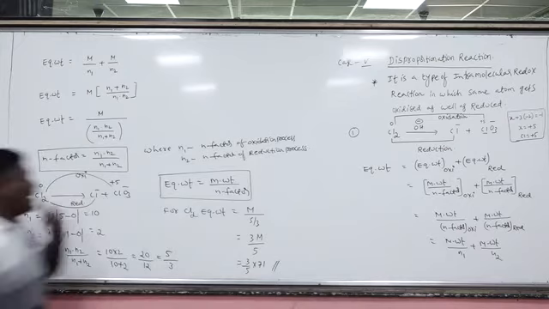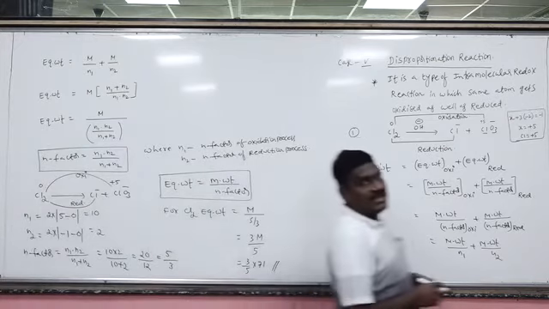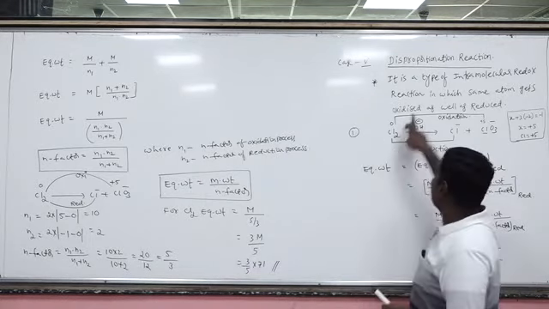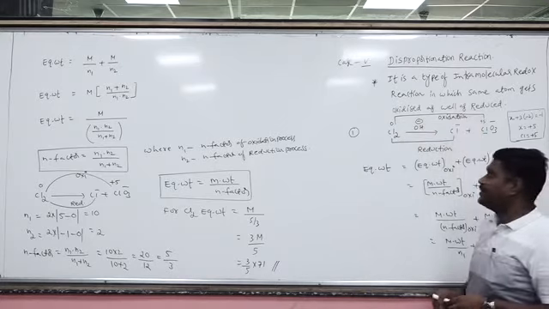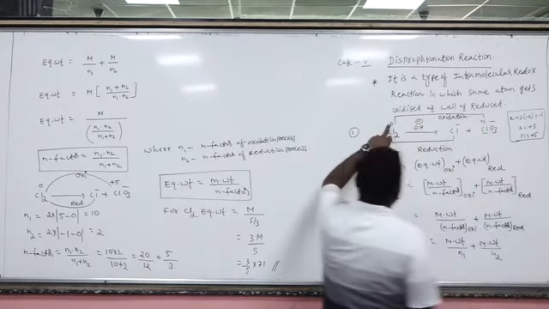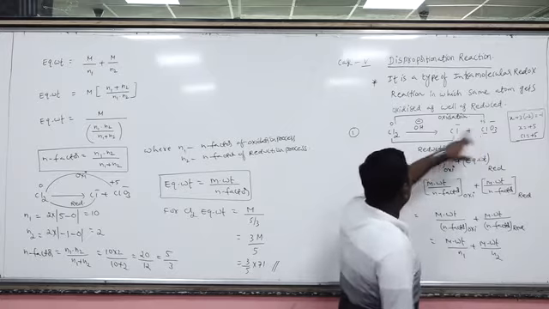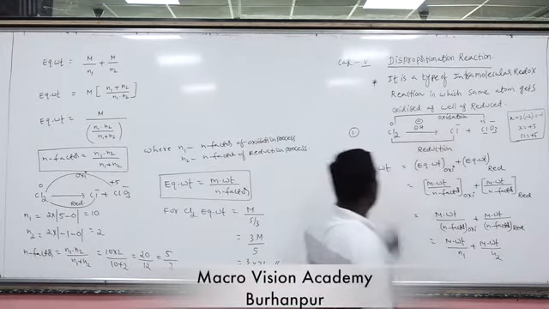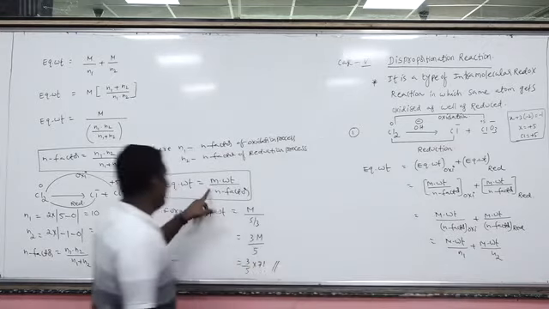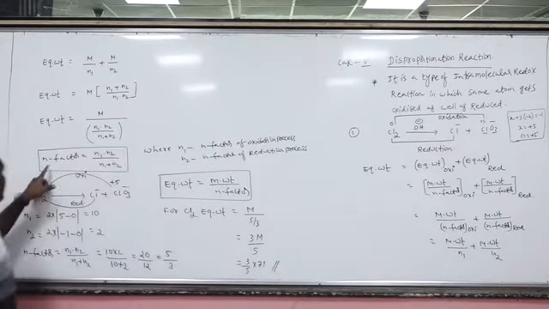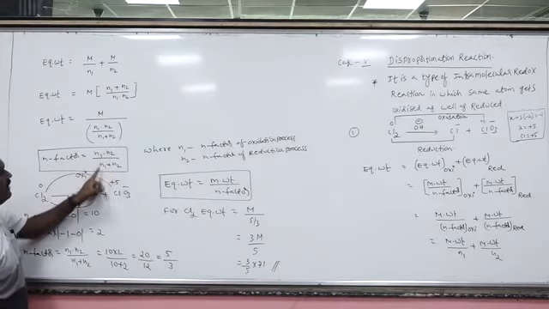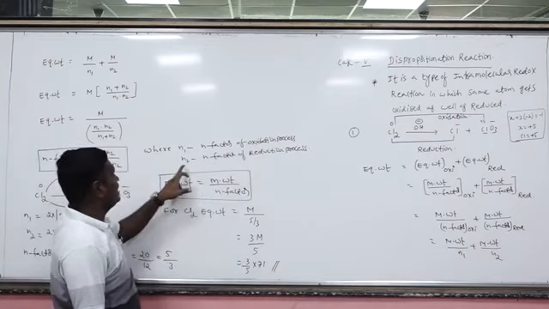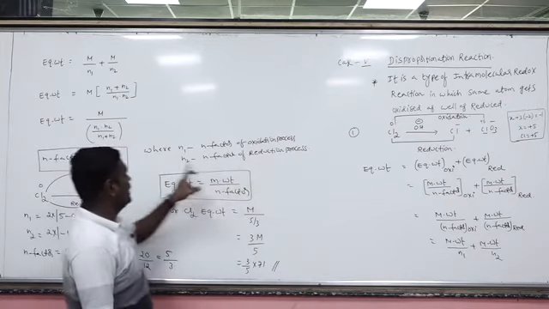Once again, a disproportionation redox reaction is a special type of intramolecular redox reaction in which the same atom gets oxidized as well as reduced. Now here chlorine oxidation number changes from 0 to plus 5 and also 0 to minus 1. So this is oxidation and reduction. So equivalent weight is calculated as molecular weight upon n factor. What is the n factor formula here? N1 into N2 by N1 plus N2. What is N1 here? N factor corresponding to the oxidation process, and N2 is the n factor corresponding to the reduction process.